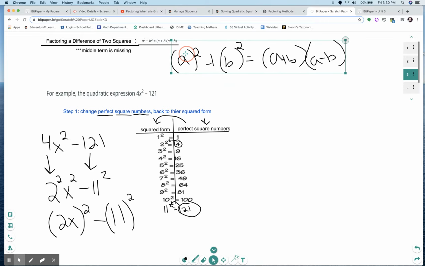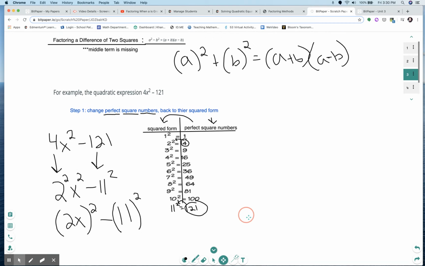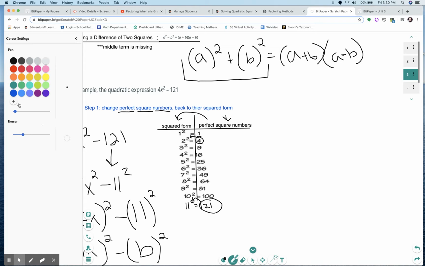Oh, I knew that wasn't going to work out. It's okay. So I'll rewrite it down here a little bit. So you can see this first half looks like this. So this is a squared minus b squared.